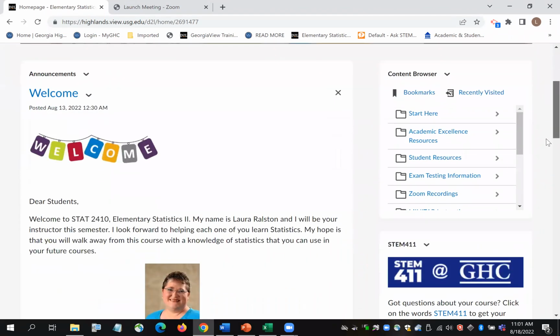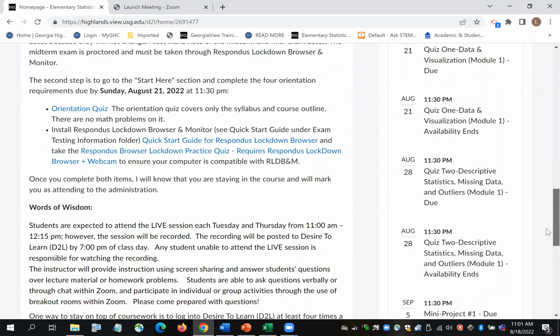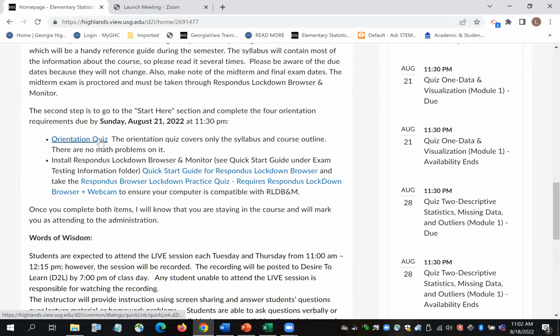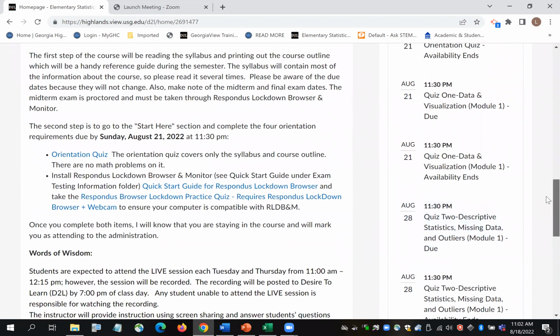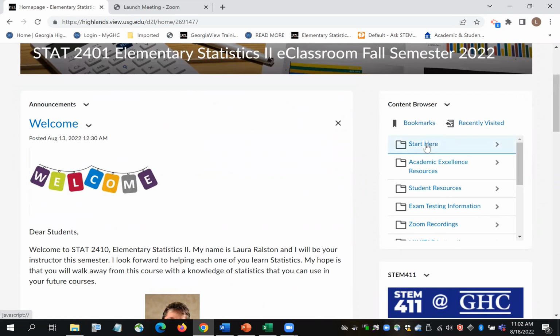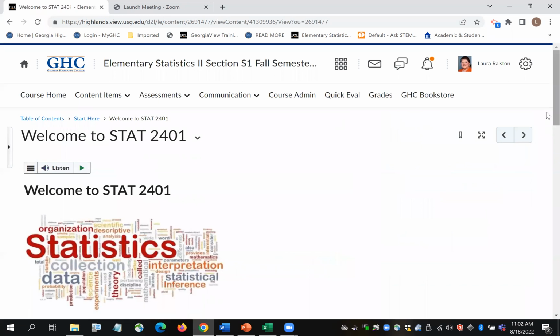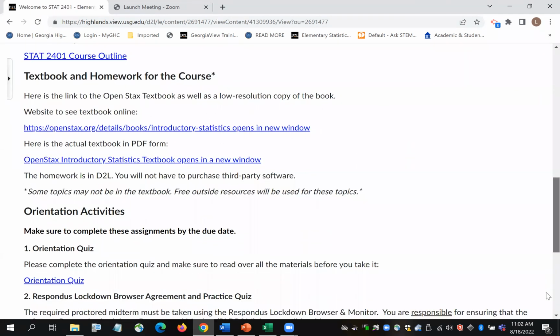And there are several ways to access it. Remember, you can either use the link that is provided in the welcome announcement, which will take you directly to the quiz. You can navigate to it under the Start Here folder, under the Welcome page. Again, it is linked at the bottom of that page.